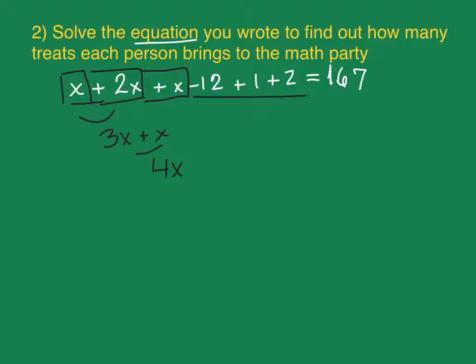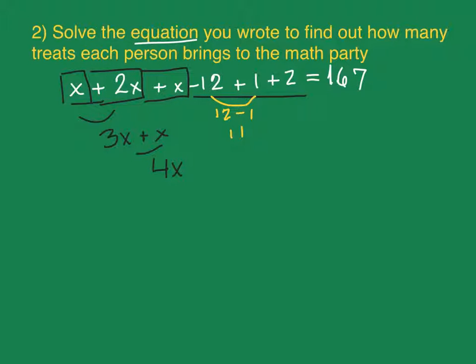Now be very careful here. I've got negative 12 minus 1. A lot of you are going to want to ignore that negative, and it's going to make a mess of what you want to do. Negative 12 plus 1. Signs are different. Find the difference. So we're going to have 12 minus 1, which of course is 11.